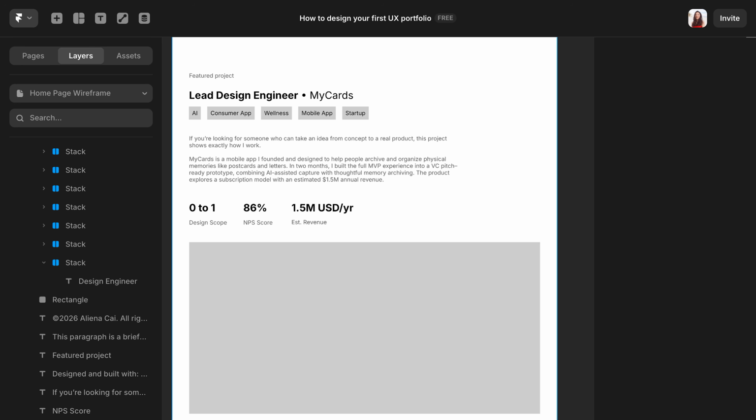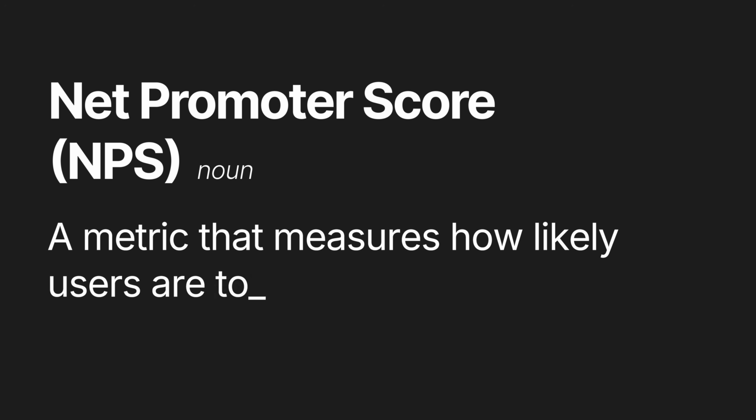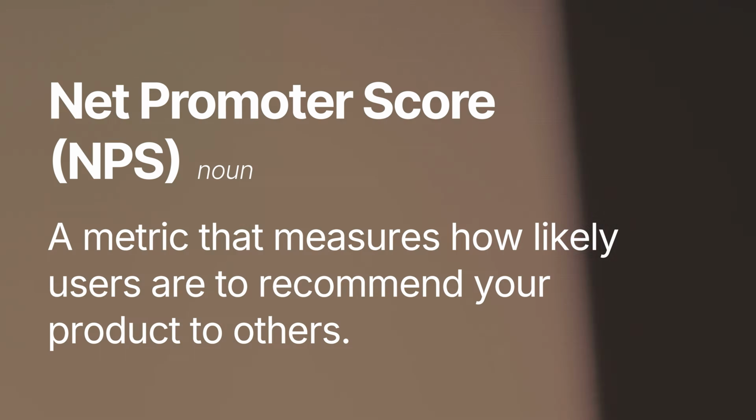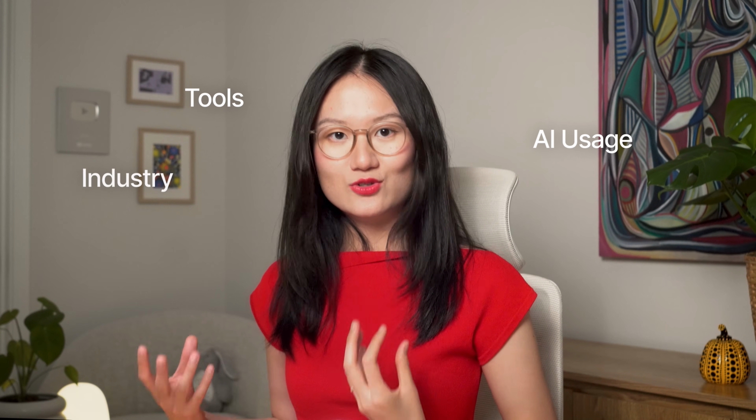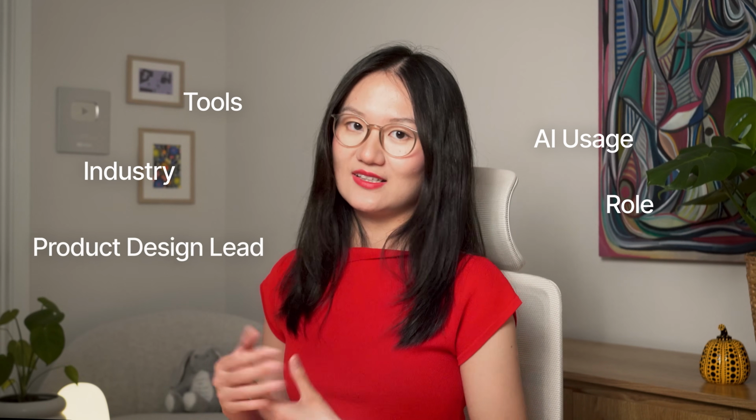Of course, I clearly labeled that this is an estimated metric. And I also included a net promoter score, which is measured by how likely someone is to recommend my product to other people. You can just ask a few of your friends and take the average to get that number. Beyond metrics, you can also include things like the tools you used, whether you leveraged AI, what the industry is, and what your role is. If you led the project, you can position yourself as the product design lead.